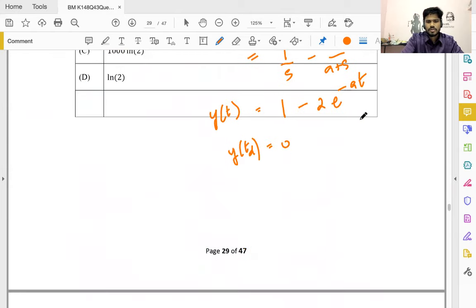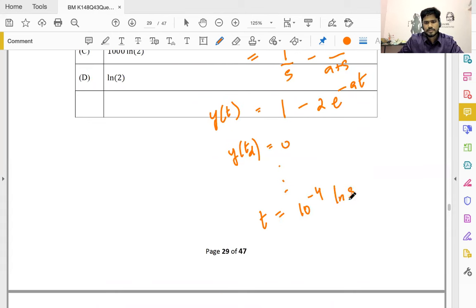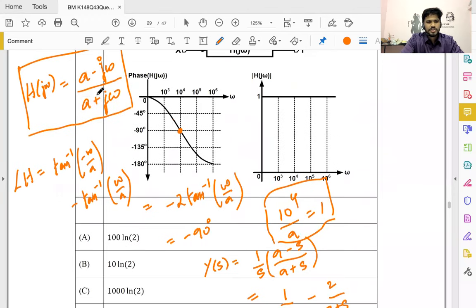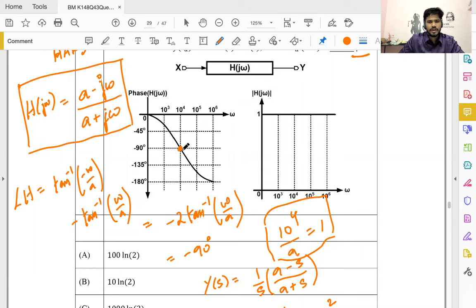Solve this equation and find t. You know A; the only unknown is t. Your time should be 10 power minus 4 ln 2 seconds, that is 100 ln 2 microseconds. Okay, that makes sense. So the hardest step here is the form: we have details in this figure, and if you know the form, we can find the parameter. If you had written this form, the answer is straightforward.